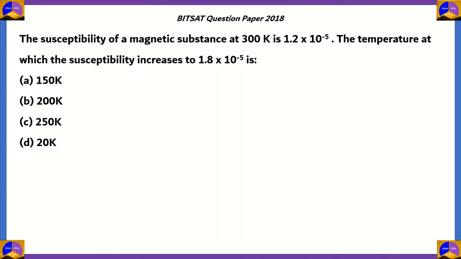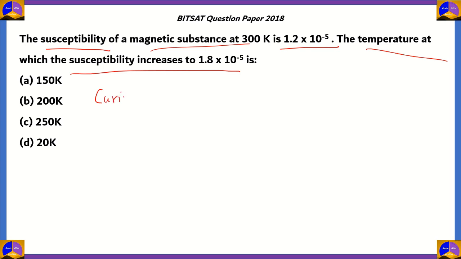Let's look at the next question. The susceptibility of a magnetic substance at 300 degrees Kelvin is 1.2 into 10 raised to minus 5. The temperature at which the susceptibility increases to 1.8 into 10 raised to minus 5 is. So here the question is asking us to relate the magnetic susceptibility of a substance to the temperature of the same substance. For that we use Curie's law.